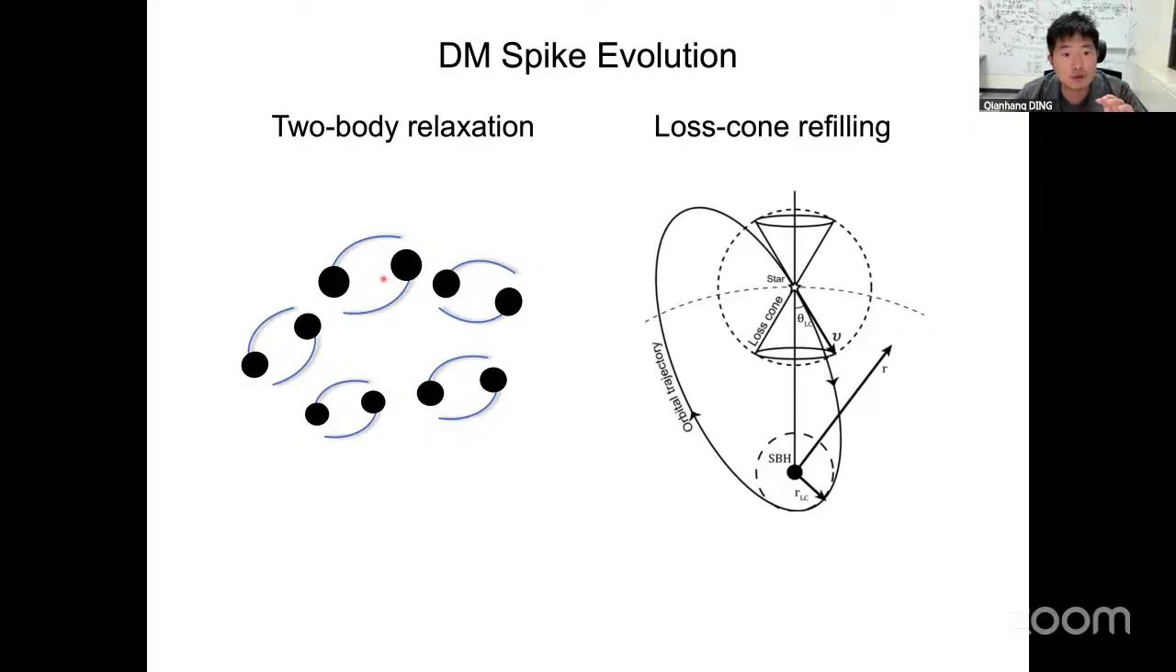Therefore, the two-body relaxation, this kind of angular momentum, will forbid the dark matter spike from having an extremely high density. This is one mechanism to decrease the dark matter spike density. Another mechanism is the so-called loss cone refueling mechanism. The strong gravitational attraction of the supermassive black hole will keep attracting the PBH inside this loss cone range and will keep increasing the dark matter spike density. So these two mechanisms will change the dark matter spike evolution.